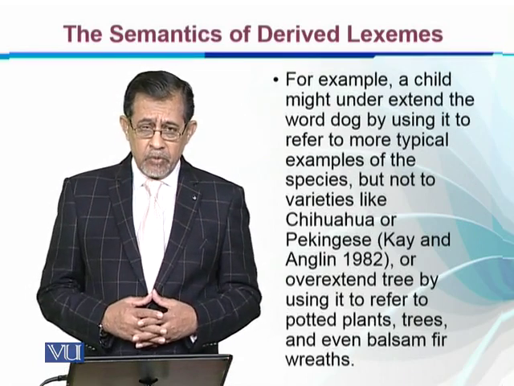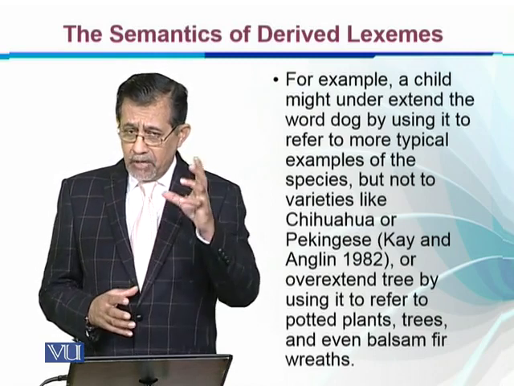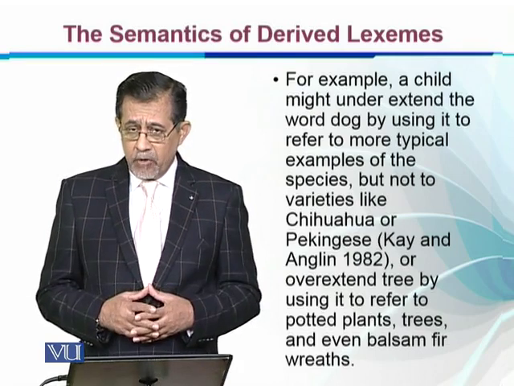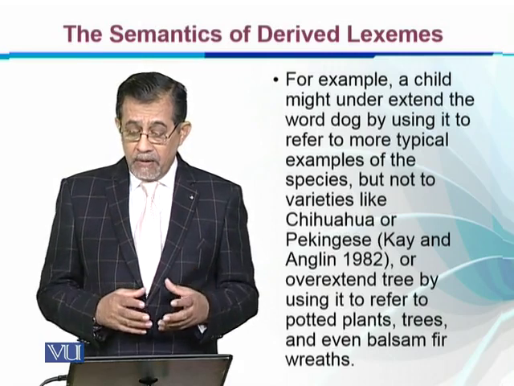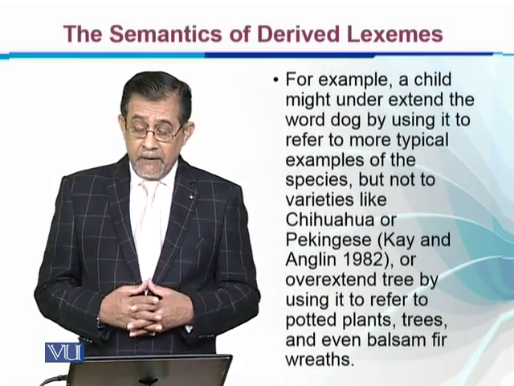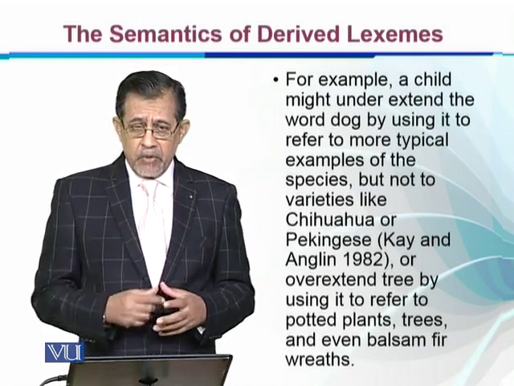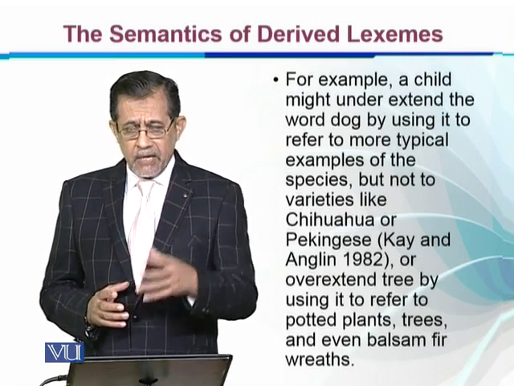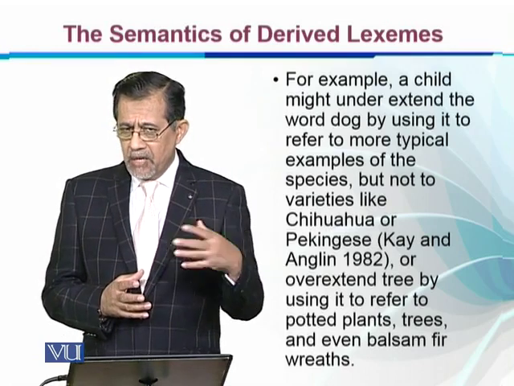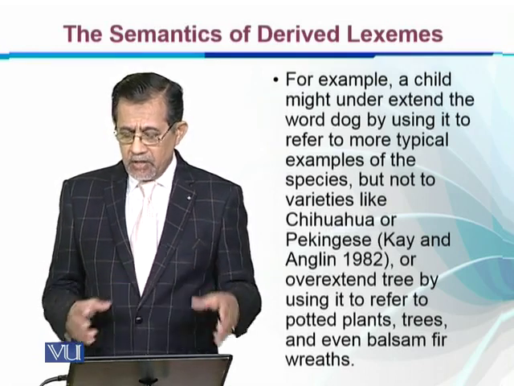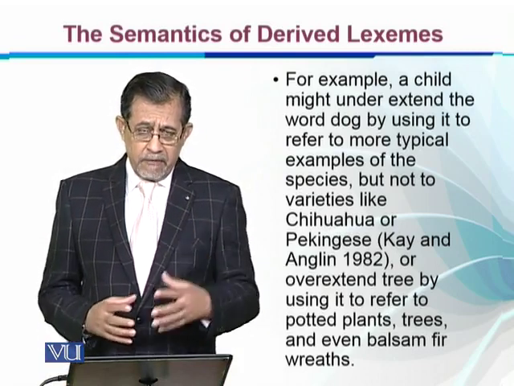A child might underextend the word dog. He will refer to certain breeds of dog as dog, but not all the breeds, which he might not have seen. For example, varieties like Chow or Pekingese cannot be referred to by the child as dog. Similarly, he takes the word tree and overextends it every time he or she sees something that seems like a tree. This is a very common example among children while learning their first language.